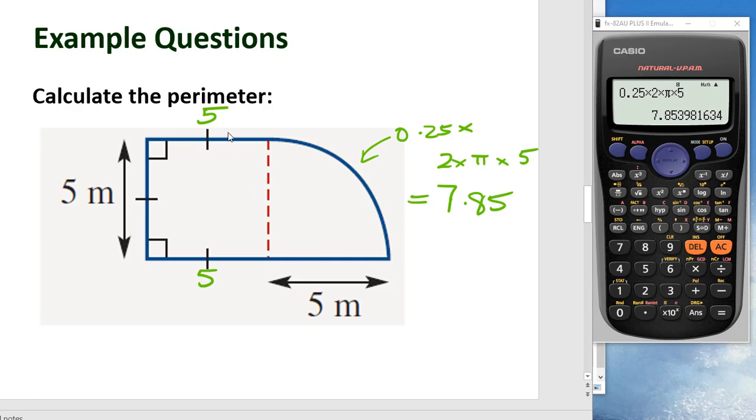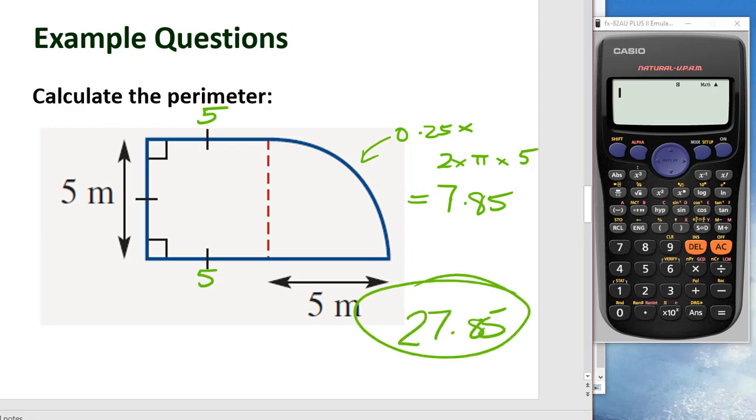Okay, hopefully you agree. We've got 5 plus 5 plus 5 plus 5, that's 20, and the curve shape here came out as 7.85, so that would be a total, or a perimeter for that shape, of 27.85 meters in this case, because that's the units.